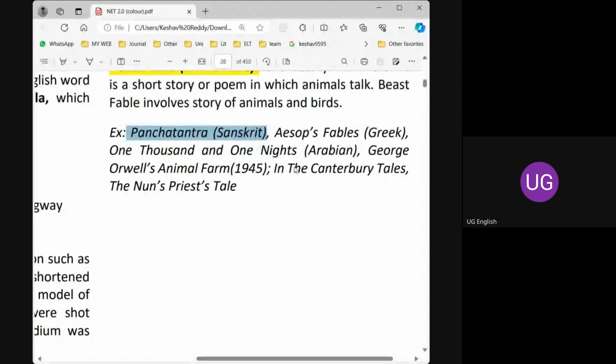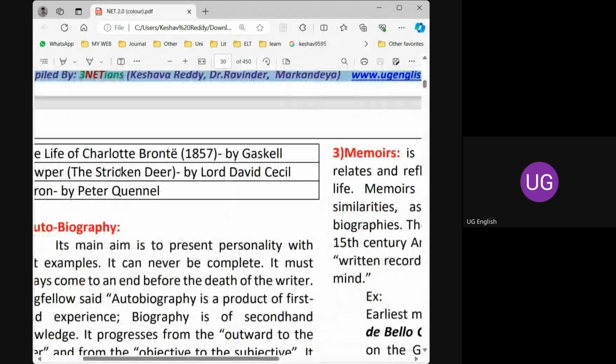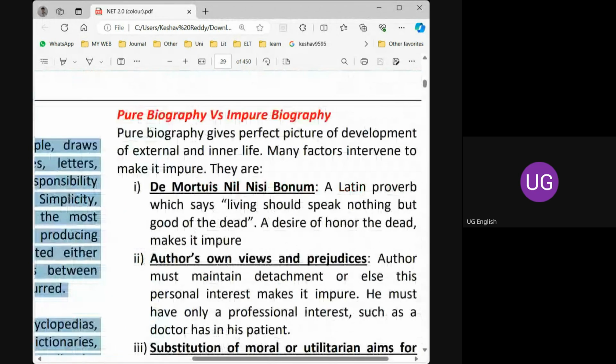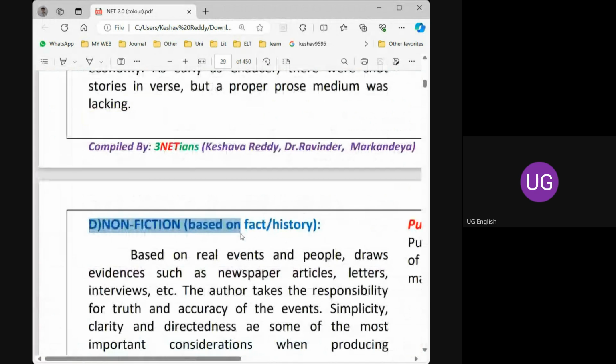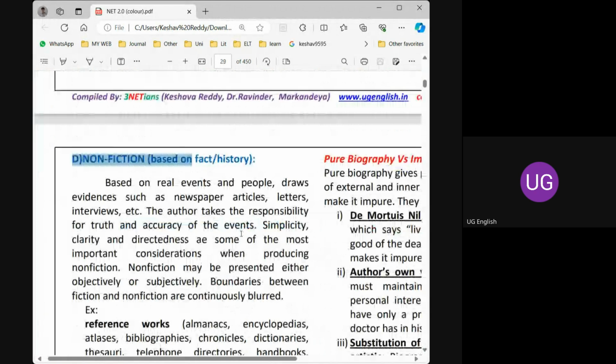Even in Canterbury Tales, we have a story, The Nun's Priest's Tale, a very, very important story. A story of Chanticleer, a hen and a rooster. Very important story. And now we have moved into non-fiction.